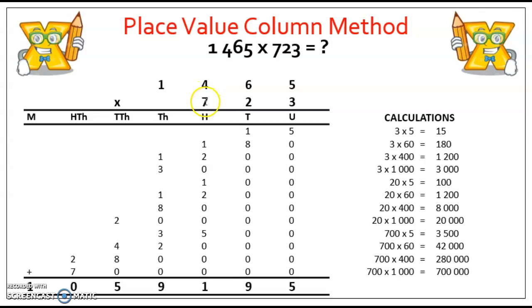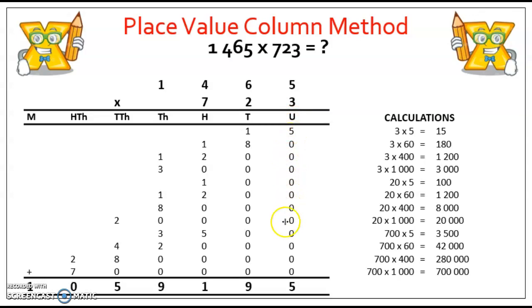Let us carry on to the hundreds. Sorry about that. The hundreds. 700 times 5 is 3,500. 700 times 60 is 42,000. 700 times 400 is 280,000, and 700 times 1,000 is 700,000.